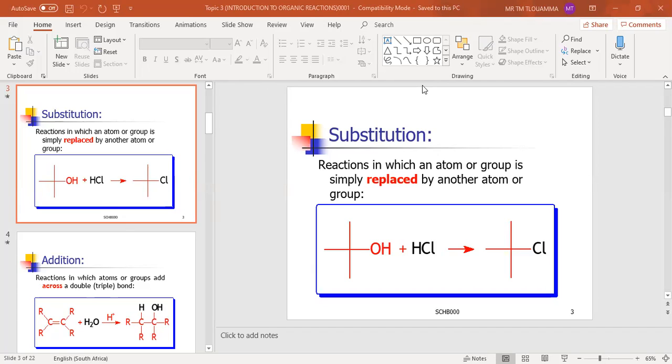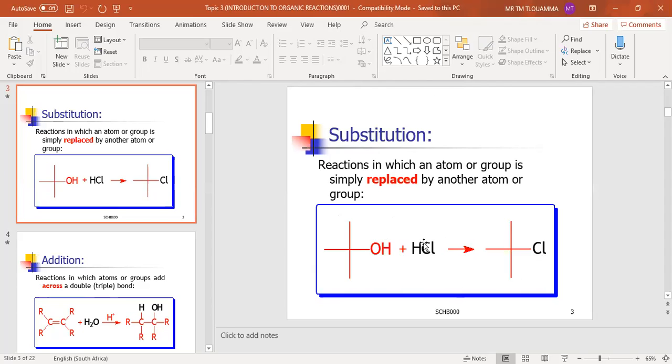So in this case, we will be looking at the replacement of the atoms or the group. If you can check here, we have a group which is OH. This is an alcohol group, right? So it reacts with what? With HCl, and then it forms this compound.